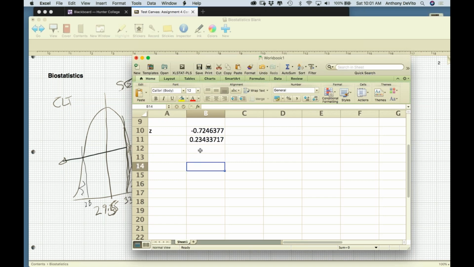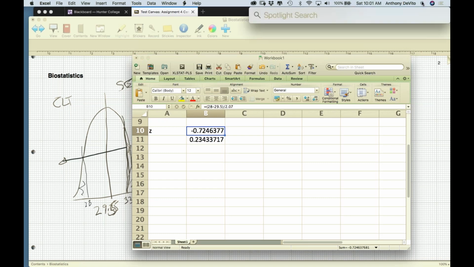Okay, so the other way I could have done this is I could have gone to the tables. First you would have calculated your z-score, right? That you could have done manually. You would have gotten the same thing I just did using Excel. It's just simply 28 minus 29.5 divided by 2.09 to get the z-score, and then you can go to your t-table.